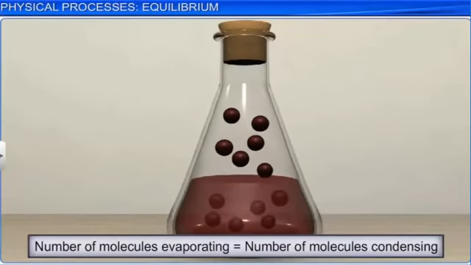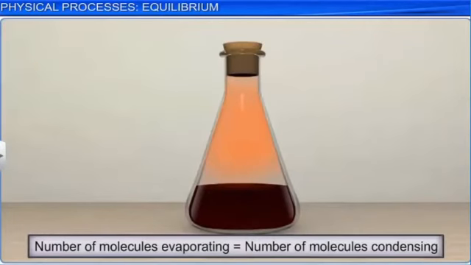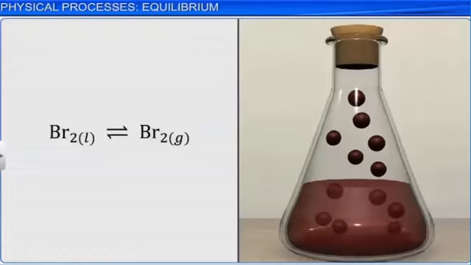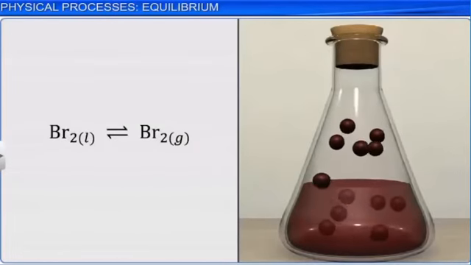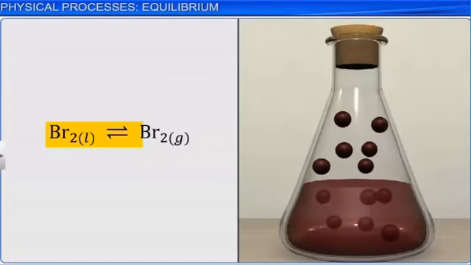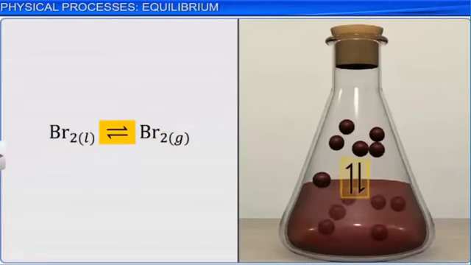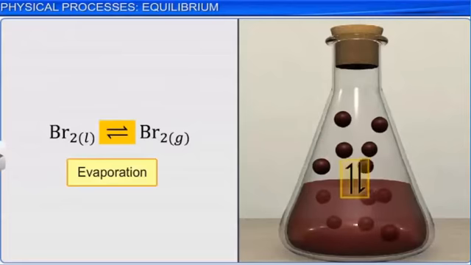This is why we see that the color of the vapor in the flask does not change. Thus, equilibrium may be defined as a condition in which two opposing tendencies balance one another. The equilibrium of liquid bromine with its vapor may be represented as Br2 liquid in equilibrium with Br2 gas. The pair of half-headed arrows indicates that the two processes, evaporation and condensation, are occurring simultaneously.